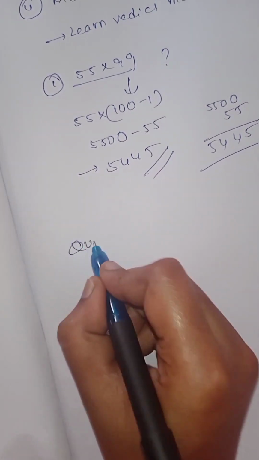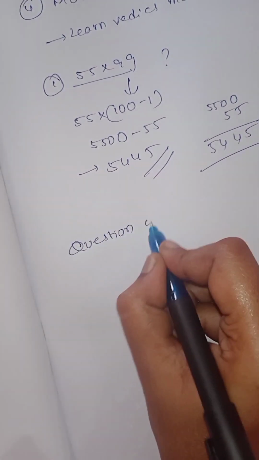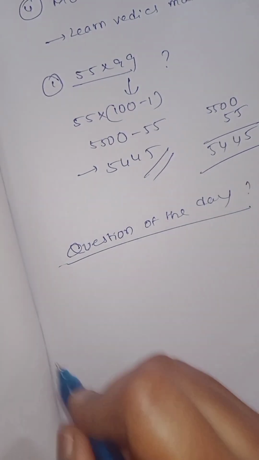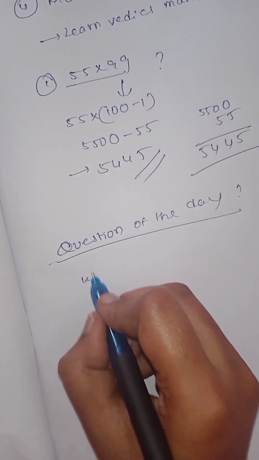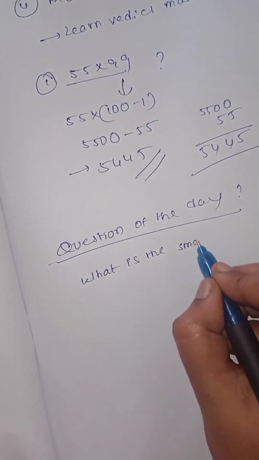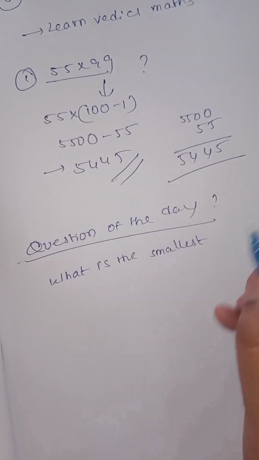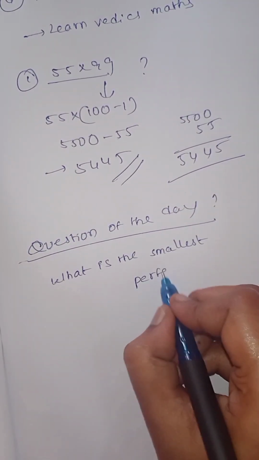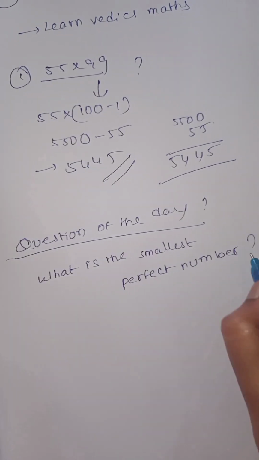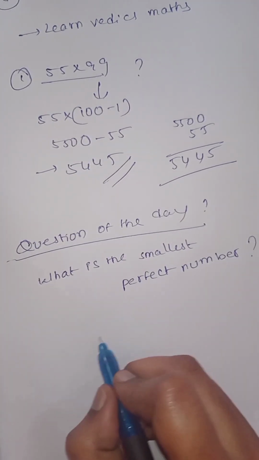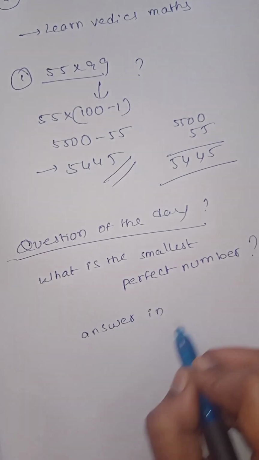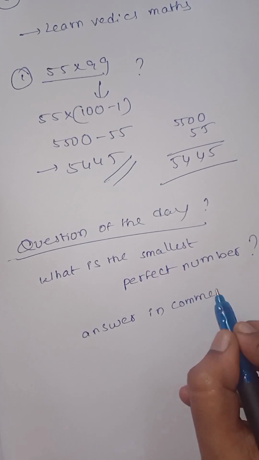I will give one question, the question of the day. Guess how many members get this answer. What is the smallest perfect number? I will repeat again. What is the smallest perfect number? I will give a hint for you guys. In 1 to 100, we can get only 2 perfect numbers. If you know this answer, please comment below.